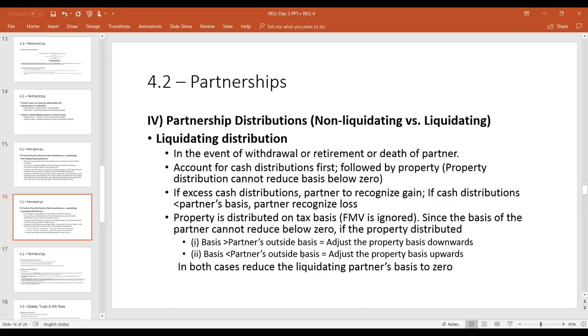So the same example that I talked about, if we reverse it, right? Now let's assume that the property being distributed was $90 and the partner's outside basis is $100, and this is a liquidating distribution scenario. So then what do we do? This partner is not going to be with us anymore. We need to zero him out, right? So what we'll do is we will adjust the tax basis upwards. So instead of 90, we'll say we're distributing property with a tax basis of $100 to this partner and make his basis basically zero. Okay, so remember guys, a partner's distribution of property never can result in a gain or loss recognition.